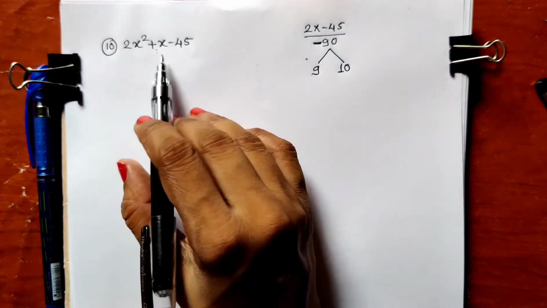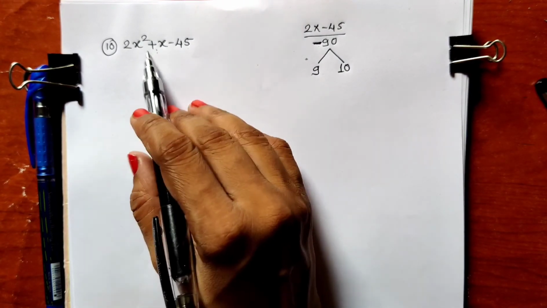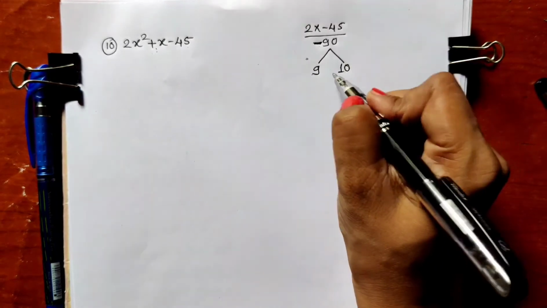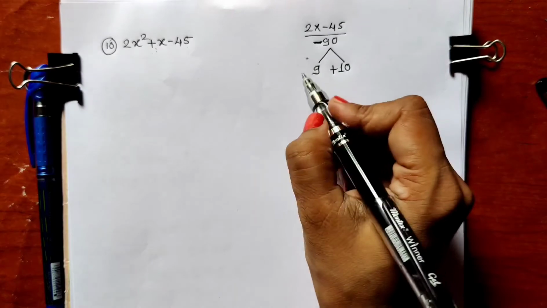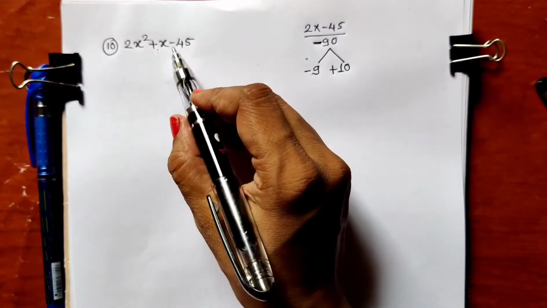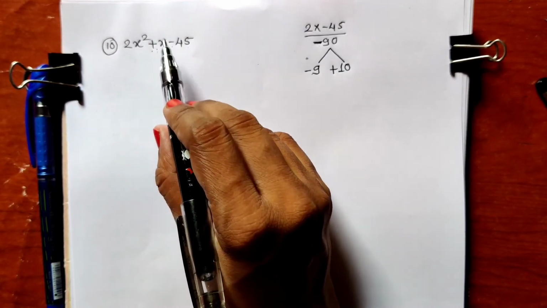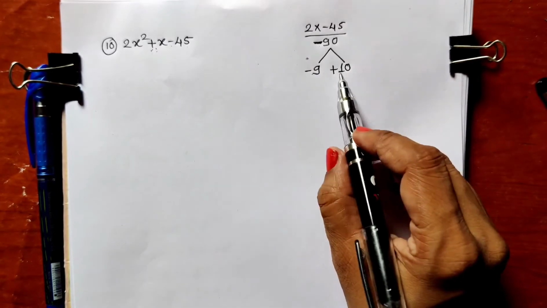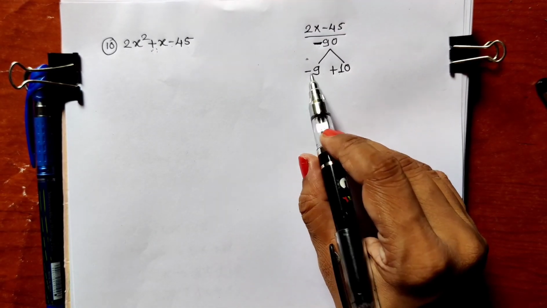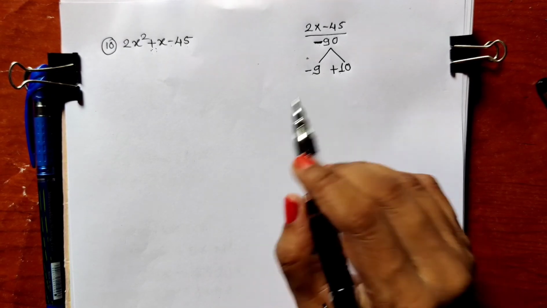Okay. Now, while giving the sign, what should we check? We should check the sign of middle number. The middle number sign should be given to bigger factor, and then the smaller factor will have opposite sign. Always keep this in mind. In subtraction, check the sign of middle term. And middle term sign should be given to the bigger factor, and then the smaller factor will have opposite sign. If bigger factor gets plus sign, smaller factor will have minus sign.